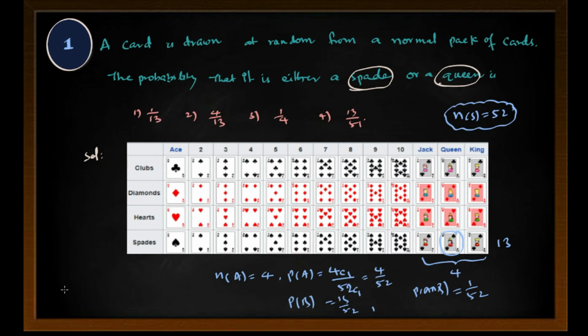Now we have P of A, P of B and P of A intersection B. According to the addition theorem, P of A union B equals P of A plus P of B minus P of A intersection B. So 4 by 52 plus 13 by 52 minus 1 by 52. 4 plus 13 is 17, minus 1 is 16 by 52. Cancelling, 4 4s are 16 and 4 13s are 52, so 4 by 13. Therefore the required probability is 4 by 13. Like this we can solve many problems on cards using this formula.